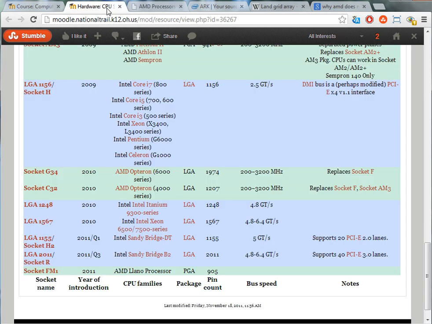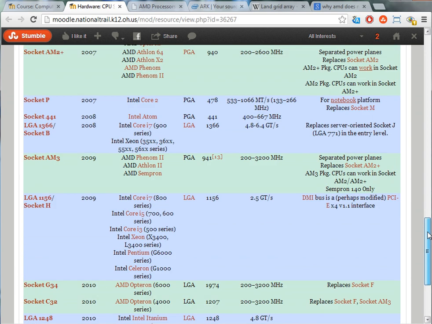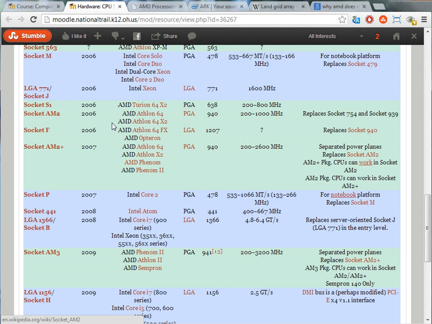As we look at this socket set, and really it's in order of what's come out most recently, you can see that AMD started making LGA sockets in 2010. Up until that point, they were PGA only. Socket F was out prior to that, in 2006, but it was the only LGA socket that they had at the time. So I really wanted to point that out.